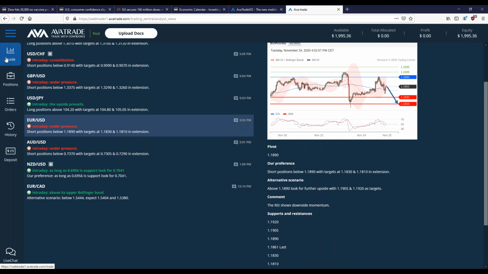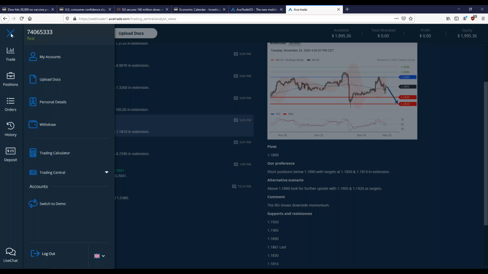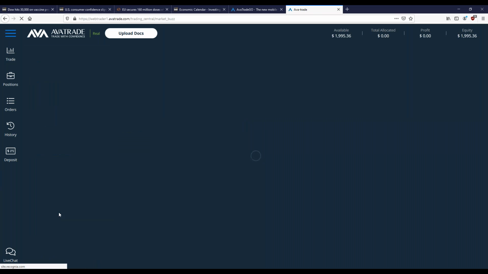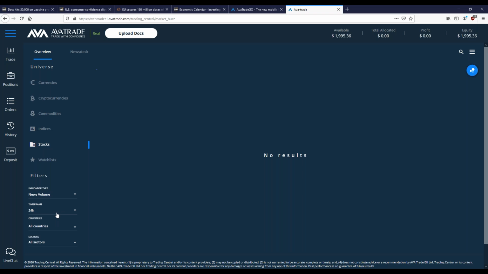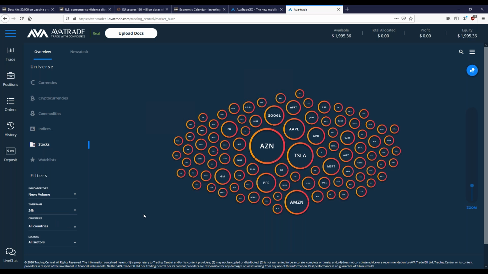Available for free. You don't need to pay for your signals, right? They're right here. We can look at fundamental news, market buzz, again through Trading Central for free on all live accounts. Some of you might not even realize this is here. The ones with the biggest bubbles are the biggest movers today. They have the most buzz or news about them.